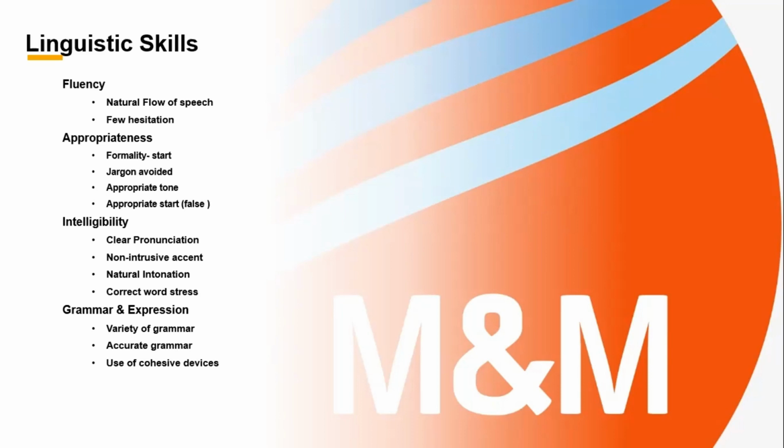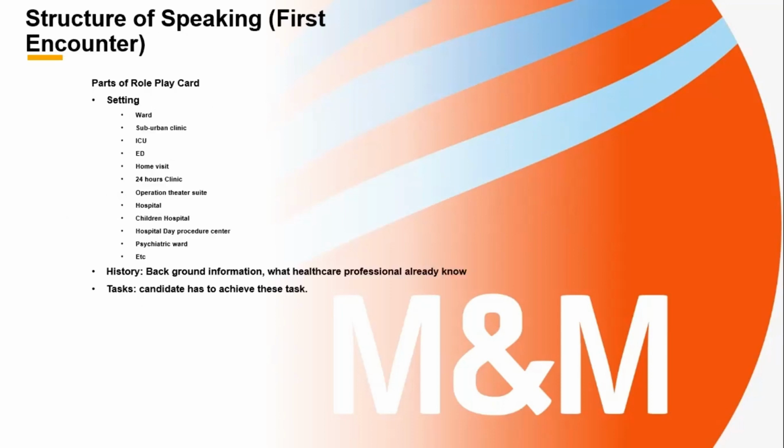Then we have intelligibility. It should have clear pronunciation. We have non-intrusive accent, which means it should be understandable. We have natural intonation. We need to know how to dip the tone and where to raise the tone, and accordingly, you have to use word stress appropriately, right? Then we have a variety of grammar that has to be used, and use accurate and appropriate grammar in the speaking part. These are the stages of the role play card.